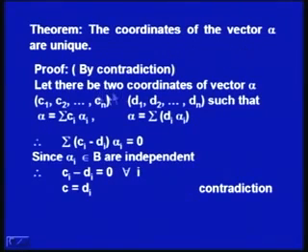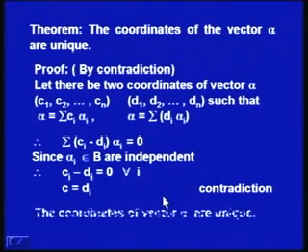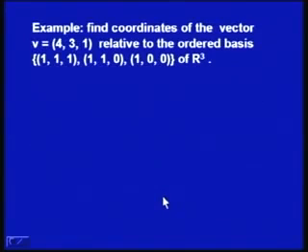there is a unique representation. You cannot have two different representations, or two different sets of coordinates of the vector alpha with respect to an ordered basis B. So, this proves the theorem.